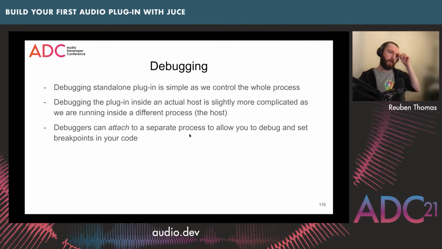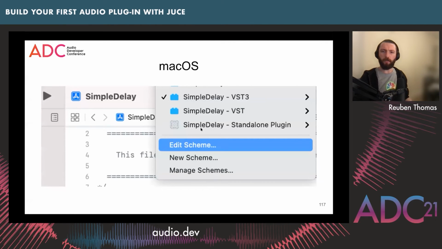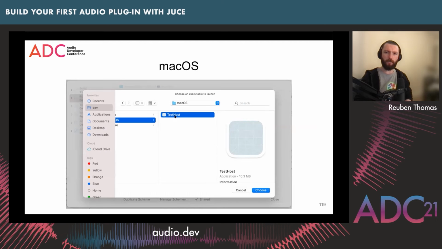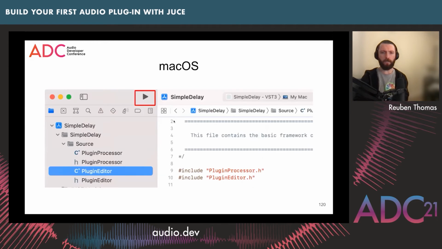So how can we debug our plugin in a host? So not just a standalone, but an actual plugin. It's fairly straightforward. In Xcode, we need to go to this edit scheme option in the scheme dropdown. And then under executable, we need to click other. This will bring up a file chooser where we can select our host. This could be any host, but for now, it's probably best to test it out with the test host. It should be pretty quick. And then just hit run.